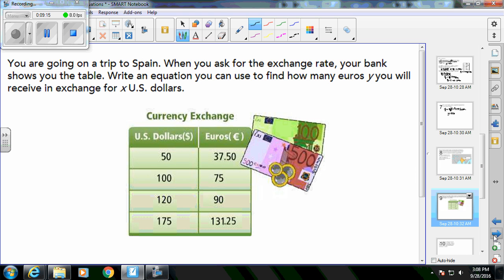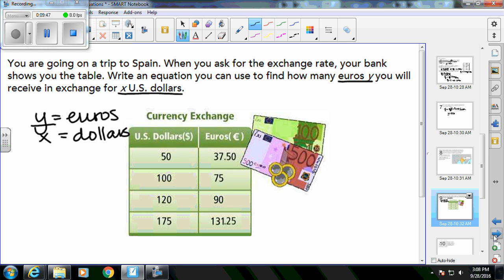We're going on a trip to Spain. When you ask for the exchange rate, your bank shows you the table. Write an equation you can use to find how many euros y you will receive in exchange for x US dollars. So the first thing we have to do: they're telling me y is my euros, x is my dollars. And I have to use that information to set it up so that I set up my exchange correctly.